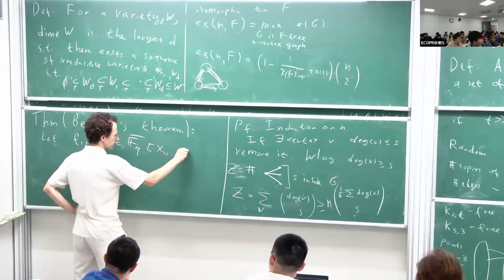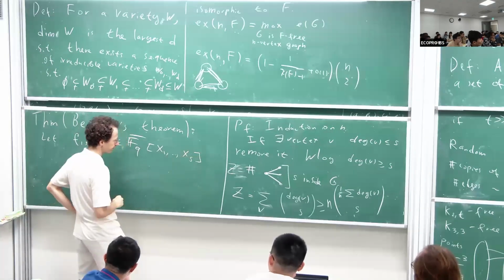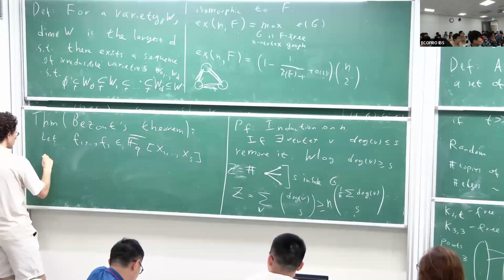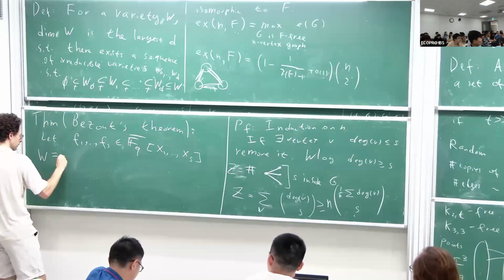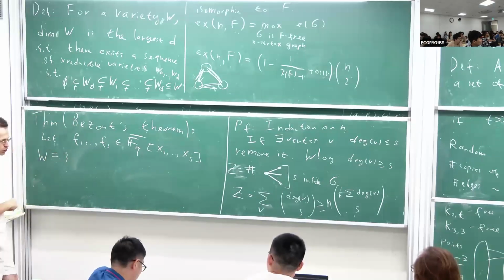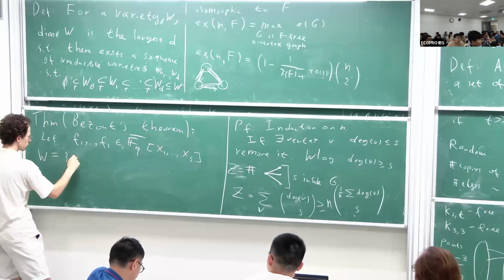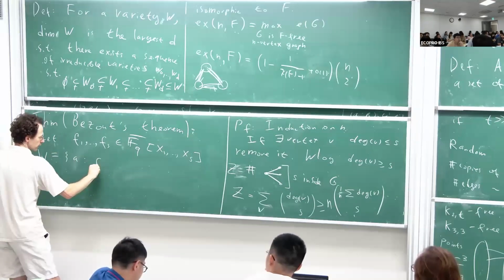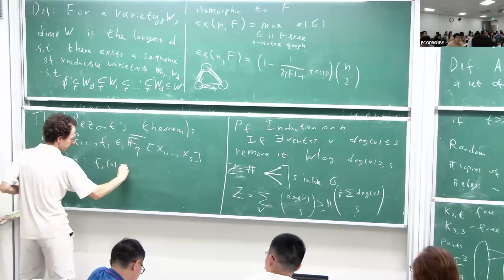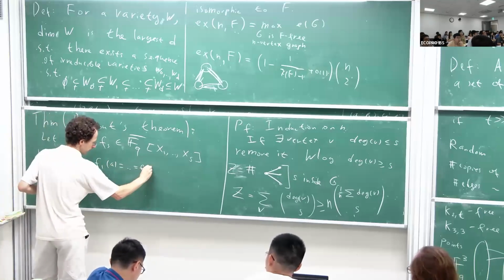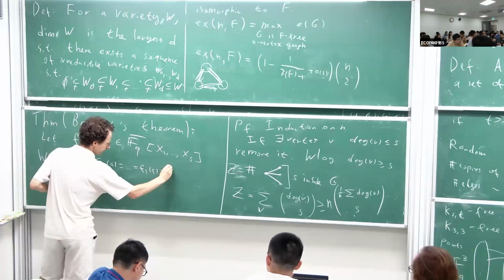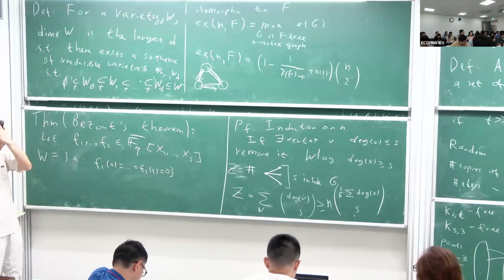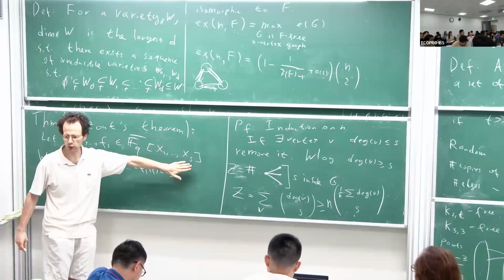In s variables, and we are going to look at the variety which they define. So I'm going to look at the common zero set of these polynomials. If you want to think of pictures, think about s equals 2. This is a really good way to think about it.